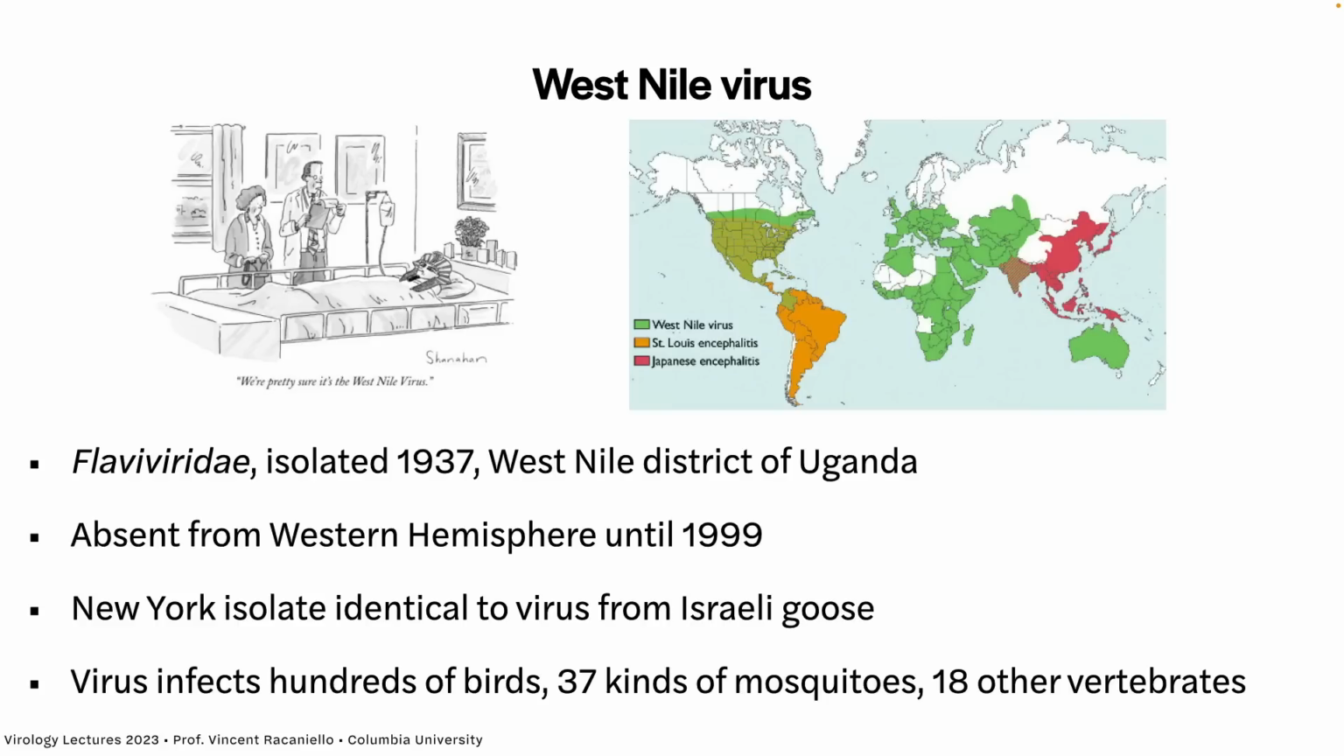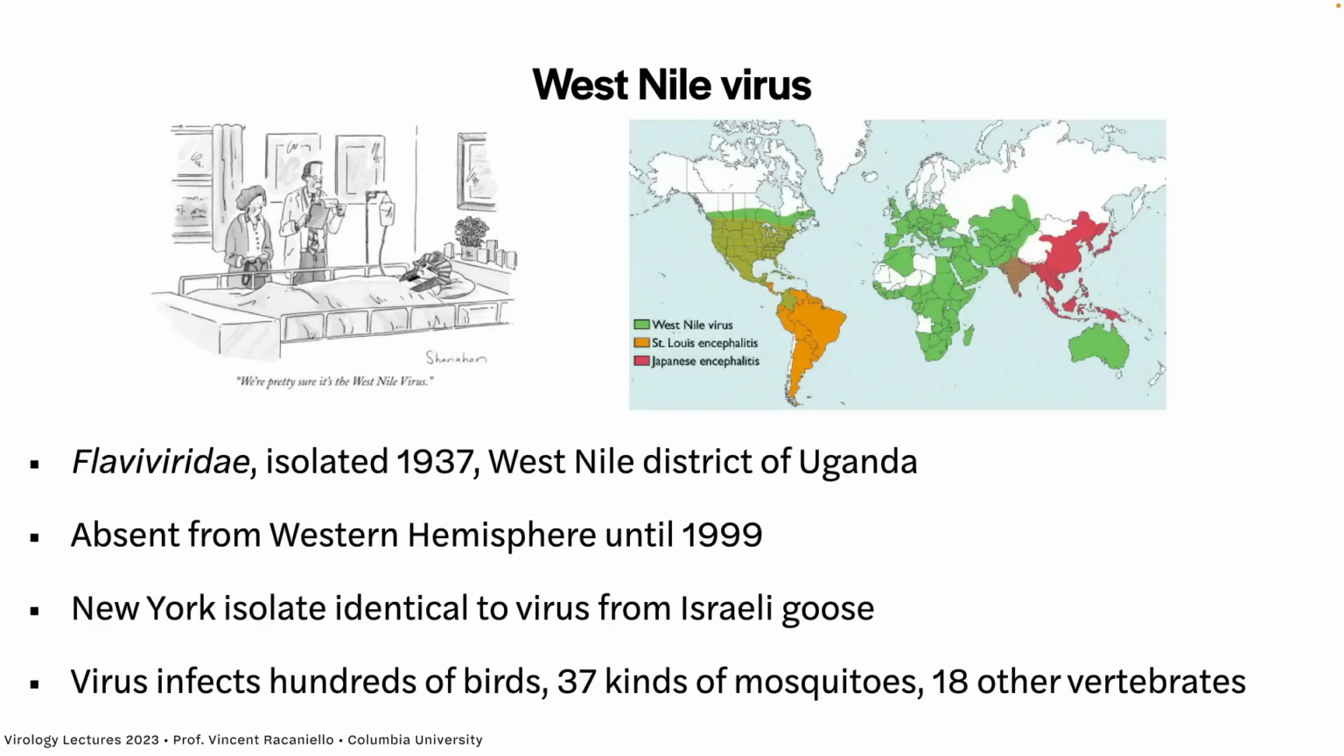And it was absent from the Western Hemisphere until 1999, when it first showed up here in New York City in August of 1999. Some people in Queens started getting very sick. Many of them developed encephalitis.